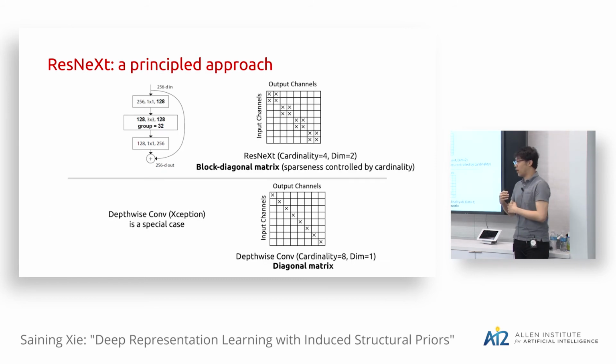If we again represent it in the original Lynette matrix, what we can observe is that for ResNeXt, what we achieve here is a principled structured sparsity pattern, which is just a block diagonal matrix, right? And the sparseness is controlled by two factors: the cardinality and the individual dimension within each group. This is really flexible because, for example, depth-wise convolution, as in Xception, is just one special case of ResNeXt. For depth-wise convolution, it's basically a strict diagonal matrix instead of a block diagonal matrix.